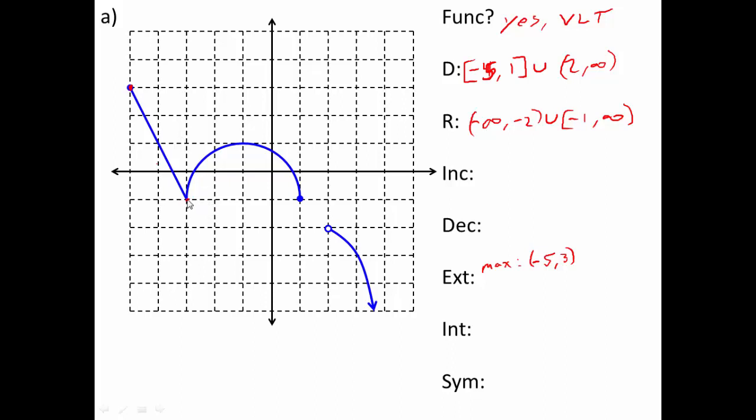Right here we have a minimum point at the coordinate -3, -1. Now at the tip of this little semicircle we have another maximum point because that's the highest point it gets to in that little region. So that would be at -1, 1. Let's add that to the maximums. Right here we have another minimum point because it's the lowest point in the region, so we have a minimum at 1, -1.